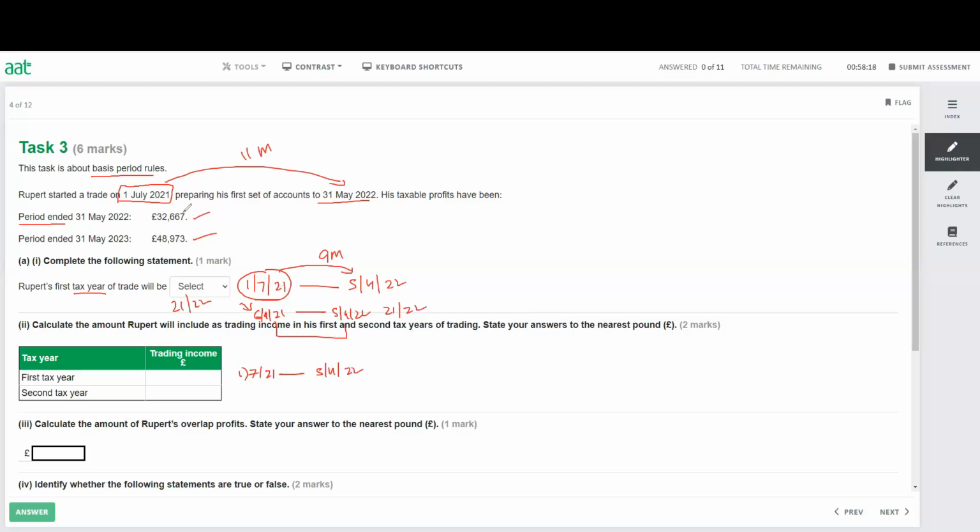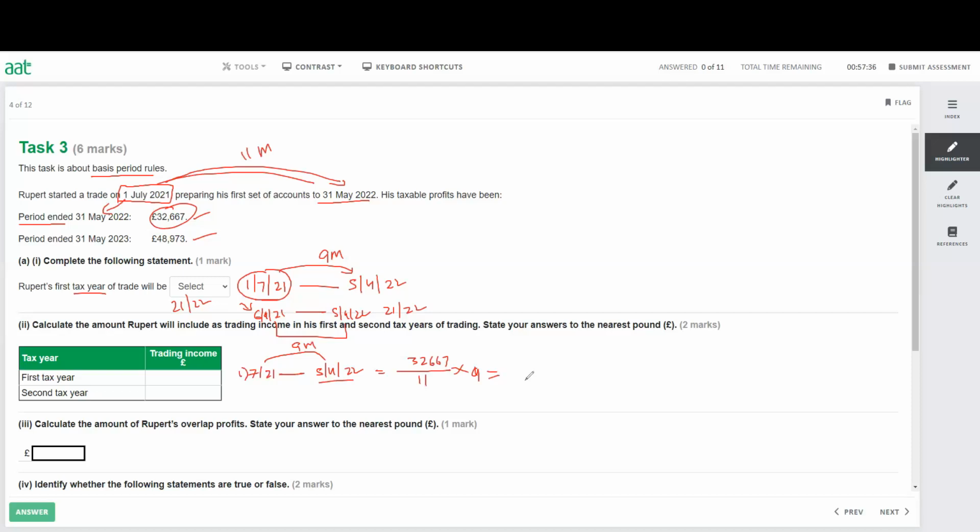The profit I have here from July to May, for 11 months, is 32,667. So you need to look at how many months I have for the first tax year. That is 21, 22, so I have 9 months here. So you need to find it out: 32,667 divided by 11, because this represents the total 11-month profit, July to May. You need 9 months, because my tax year ends on 5th of April, that means 31st of March actually, times 9.